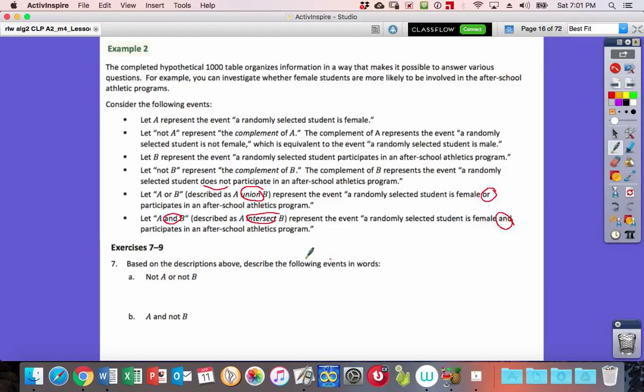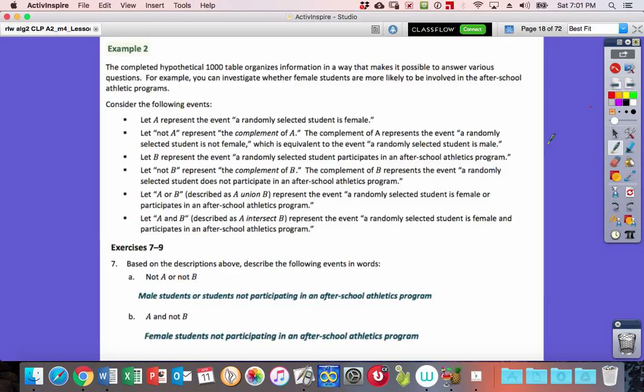So on this one, they just want you to describe the following events in words. Okay? So if you said not A or not B, you're saying male students, because not A, if they're not female, they're going to be male, and not participating in after-school athletics. Okay, A and not B, they have to be female students, but it's not B, so they're not participating in after-school athletics programs.